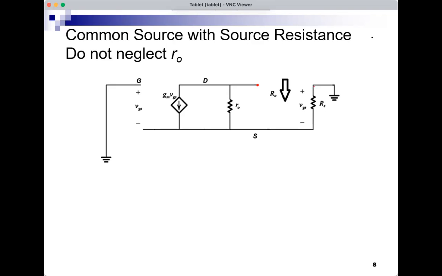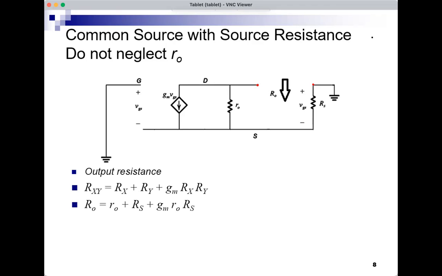And if you look carefully at this configuration, this actually is the RXY calculation that we did previously. So the output resistance here with the small RO in there becomes an RXY, and you can say that RO, the output resistance, is Rx plus Ry plus GM Rx Ry, which is in this case small RO plus Rs plus GM RO Rs.